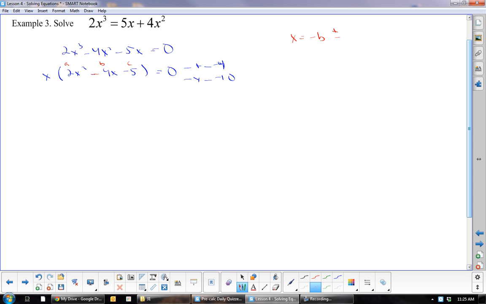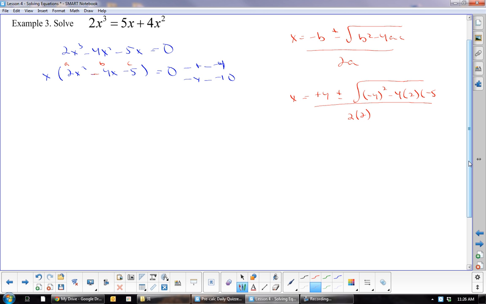Negative B plus or minus the square root of B squared minus 4AC, all over 2A. Good thing I'm taping. So x is now, B is negative 4, so negative 4 becomes positive 4, plus or minus the square root of B squared. That'll always be positive, but let's substitute with brackets to make sure. 4 times A, which is 2, times C, which is negative 5. And remember, that entire expression is over 2 times 2, which is A.